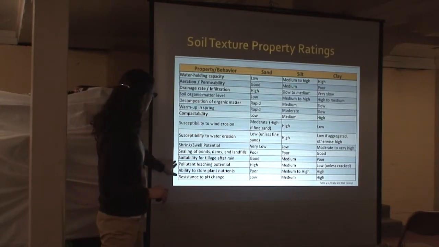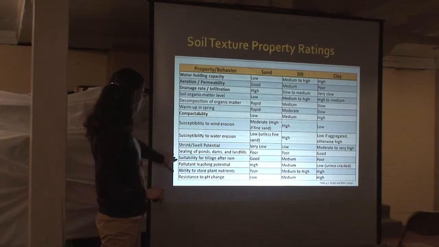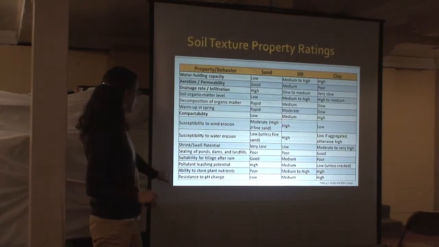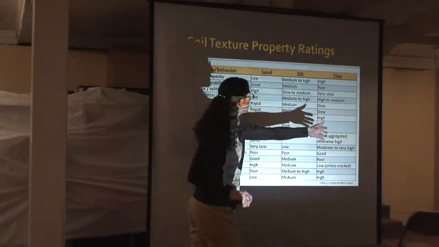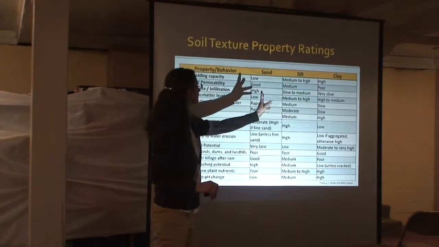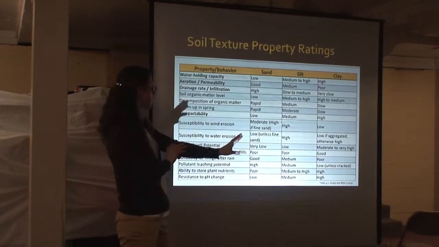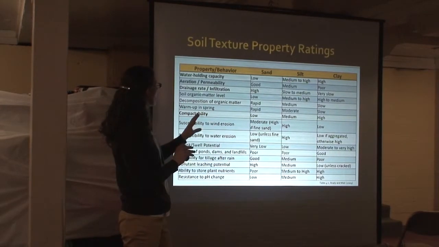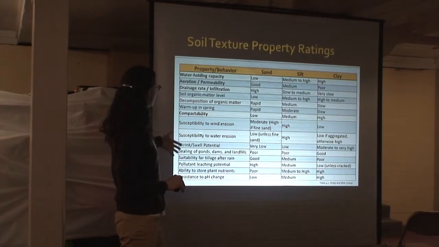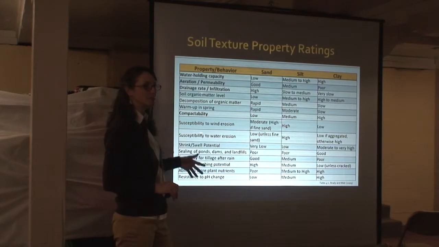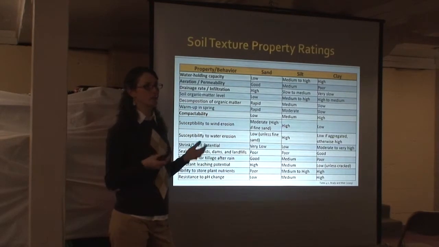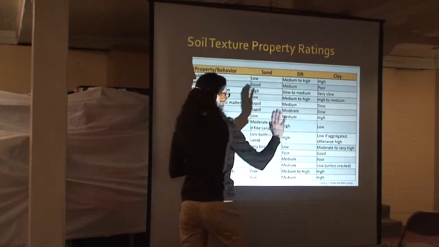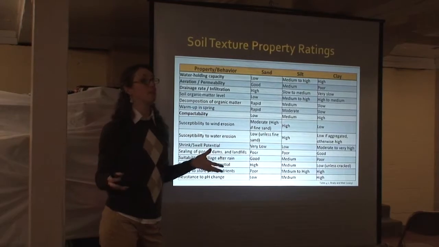And then some of the other ones as far as suitability for tillage after rain, ability to store plant nutrients. And when you look at the sand, silt, and clay partitions, you can see that each one of these is a little bit better or worse at some of these. And so knowing what's important, knowing what to manage for these different things is going to be really important. So when you say, okay, I've got a silty clay type of soil, you can look at what are its biggest constraints, what are my biggest benefits on there.